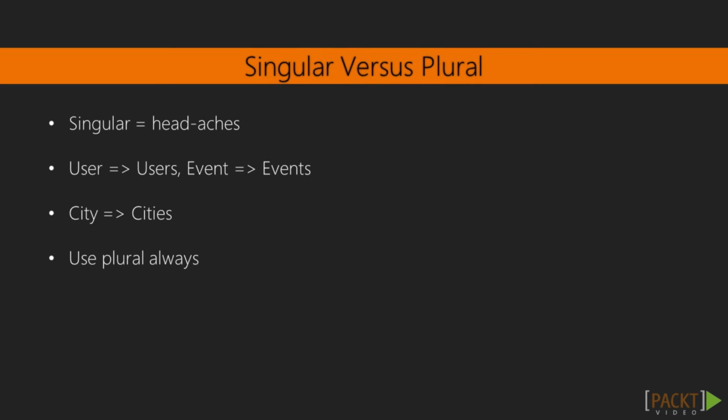It might be tempting to use singular form when talking about a single resource, but it immediately becomes a headache. It's simple with resources like user or event, which become users or events for collections of resources. It would get a lot more complicated if, for example, we had to manage which city the event is in. For a single resource, it would be city, and for a collection, it would be cities. Just use plural to make your life easier and less confusing.